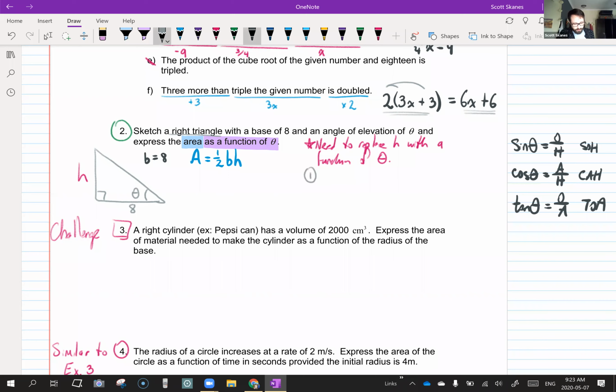So what we do, this is kind of like our first step over here. We're going to solve for h. So first of all, tan is the opposite over the adjacent, so it's h over 8. We can rearrange that for h. That's just 8 tan theta. I multiplied both sides by 8.